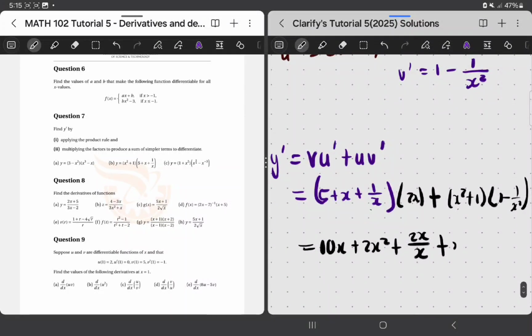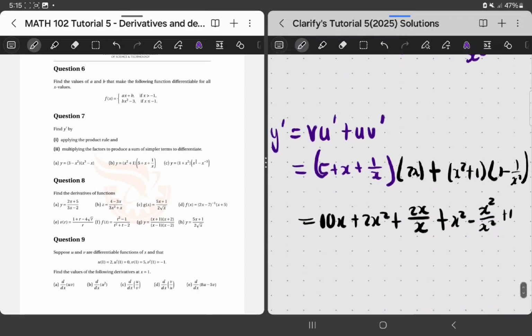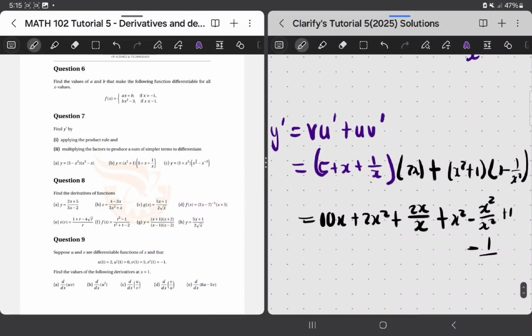So x squared times 1 is x squared. Then x squared times negative 1 over x squared is going to be negative x squared over x squared, since x squared is a whole number, so it goes at the top, and at the bottom is also an x squared. Then we now say 1 times 1 is going to be plus 1. Then 1 times negative 1 over x squared is going to be negative 1 over x squared.